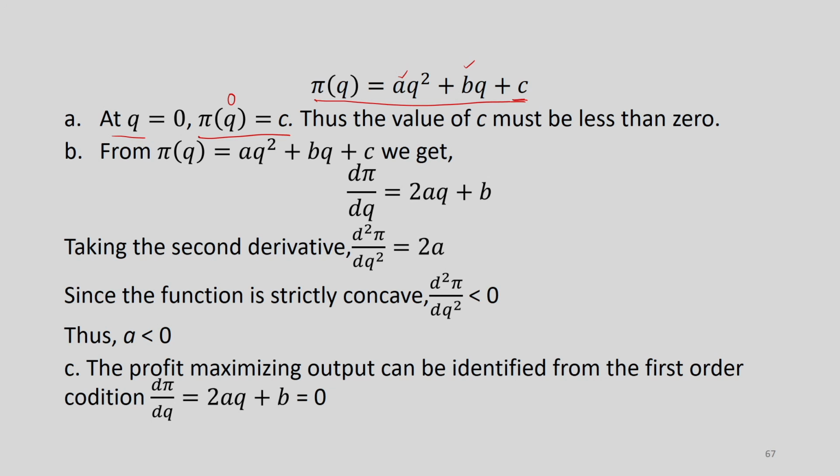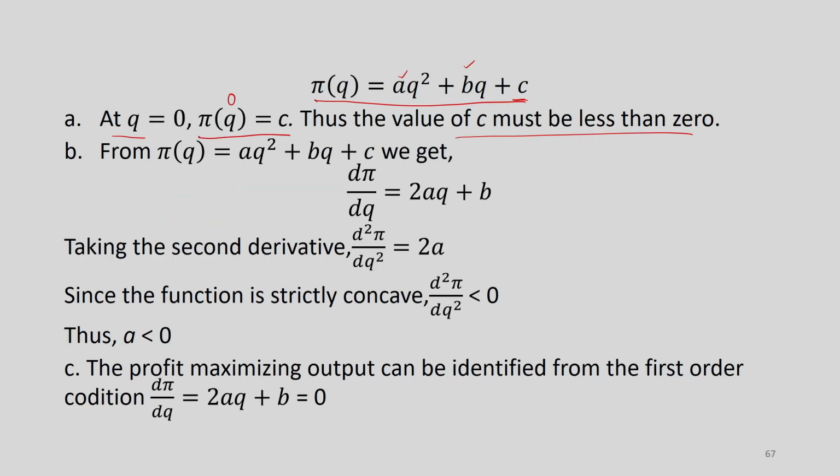So, pi of 0 is equal to small c, and since the condition mentions that at q equal to 0 the profit should be negative, that means c should be negative. So, therefore, the value of c must be less than 0. Okay. So, this is the solution to the first part.